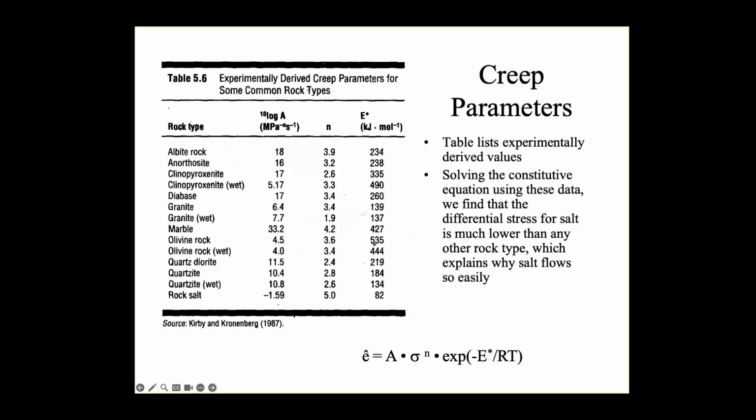And here we see them. So these are a wide range of rocks that have been studied in the laboratory: albite rock, anorthosite, clinopyroxenite, and then down there at the bottom, rock salt, which is especially interesting because it's so much different than everything else. It's got a much lower activation energy. The stress exponent is significantly higher, and that constant is negative. So we all know that rock salt is weak.